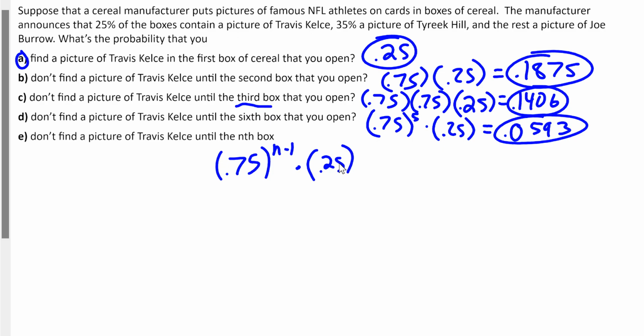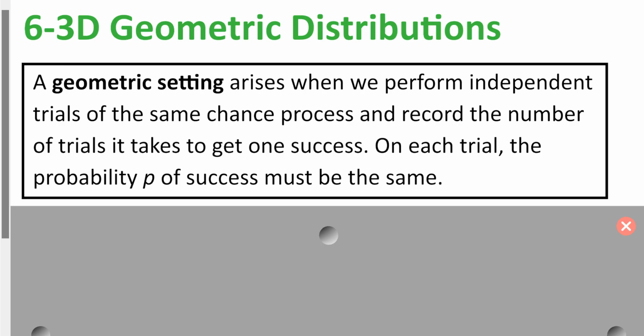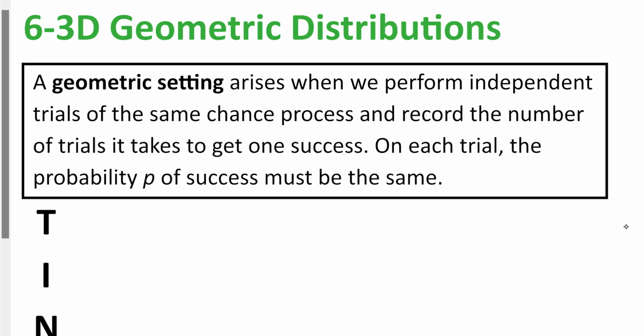Now, this is actually getting us into a geometric situation. So geometric distributions is section 6.3d. A geometric setting arises when we perform independent trials of the same chance process and record the number of trials it takes to get one success. We're going until we get a success. So on each trial, the probability P of success must remain the same.